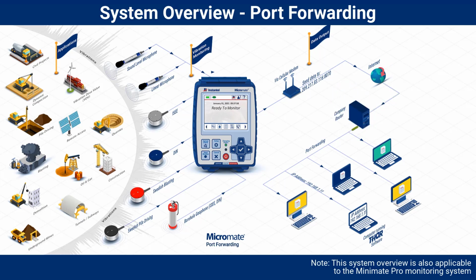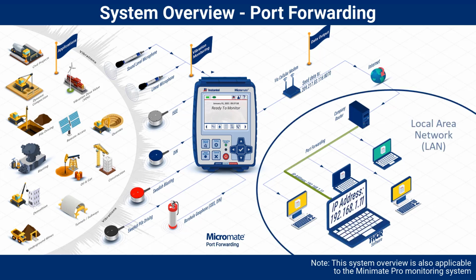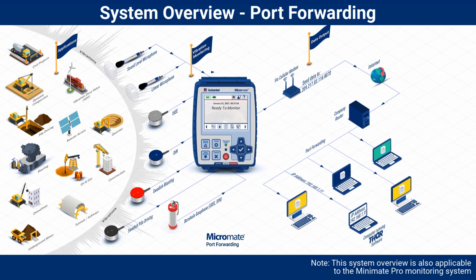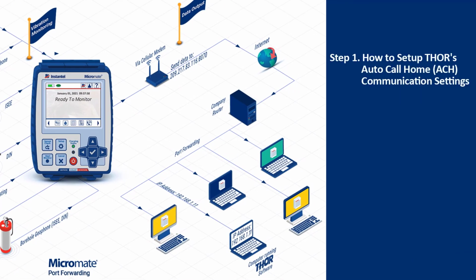Configuring the router to direct this data to a specific computer inside your local area network is known as port forwarding. This video will guide you through the four configuration steps to ensure you can access your data on your computer.